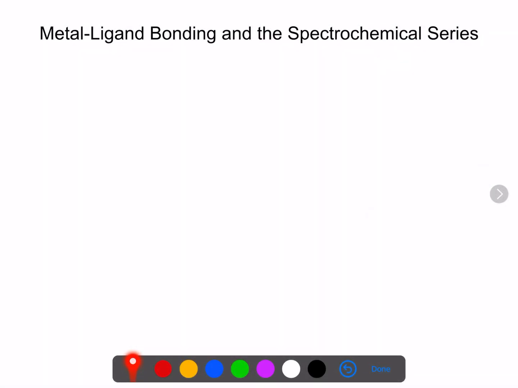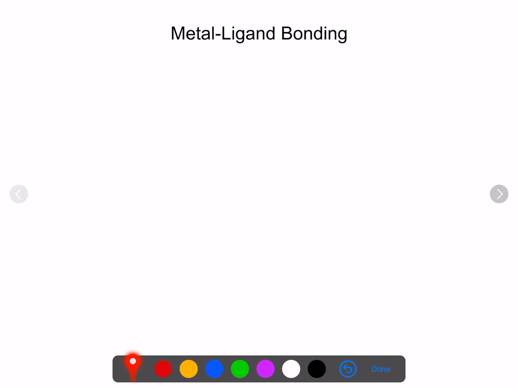This lecture is about metal-ligand bonding, in an attempt to understand how ligands bond a metal and explain the spectrochemical series. So, a little bit about metal-ligand bonding.